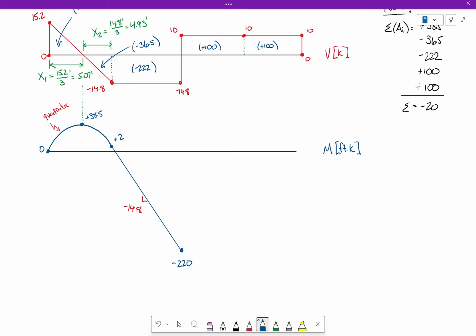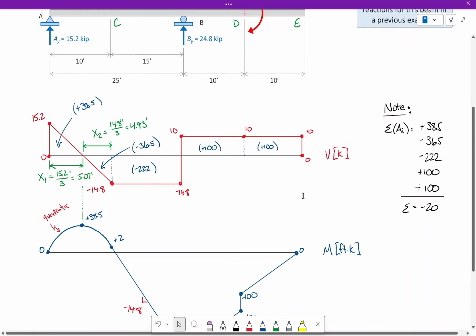So we'll do that, and that. So we'll go from 220 or -220 up 100 to -120, get the jump to 100 or -100, back up to 0. And that's what our moment diagram is going to look like. Why do we have this jump? Because right there is where the moment is.